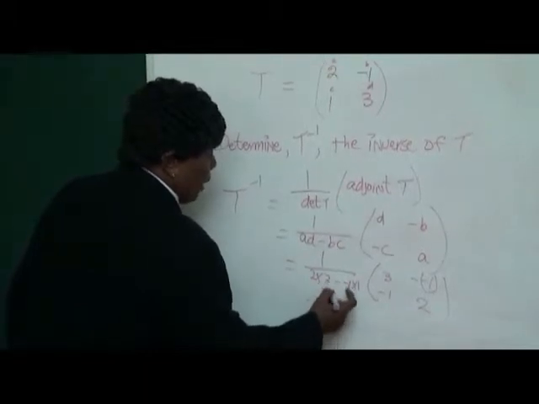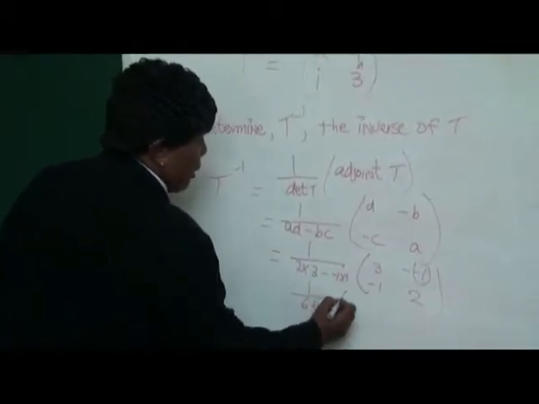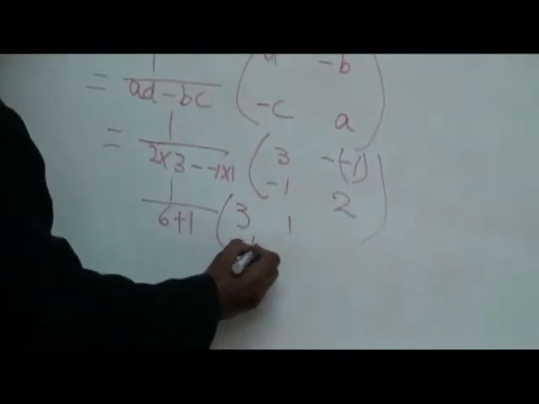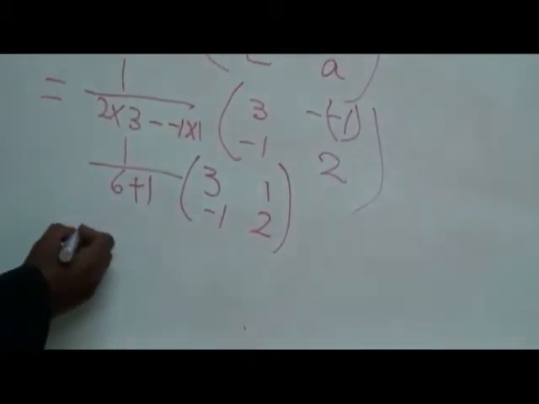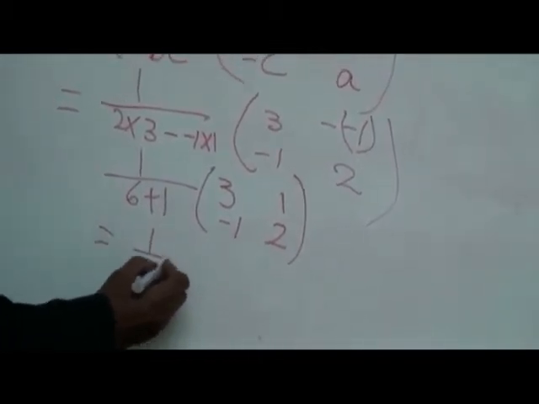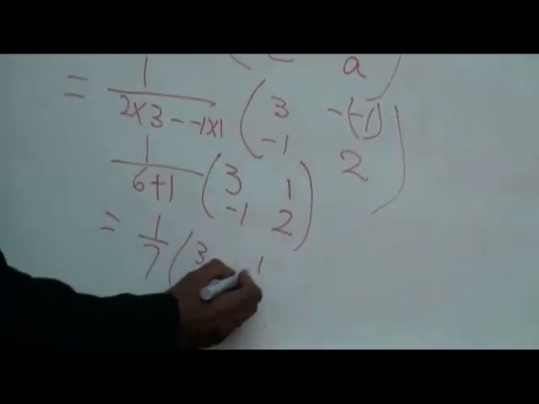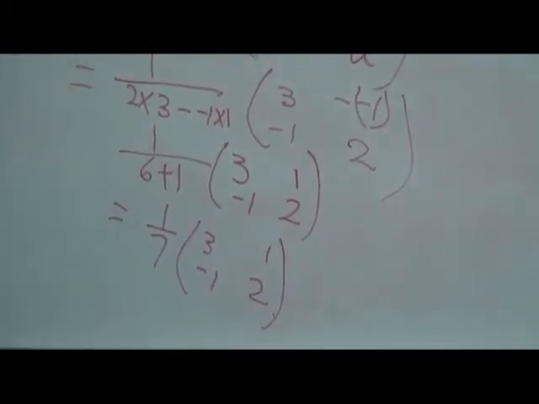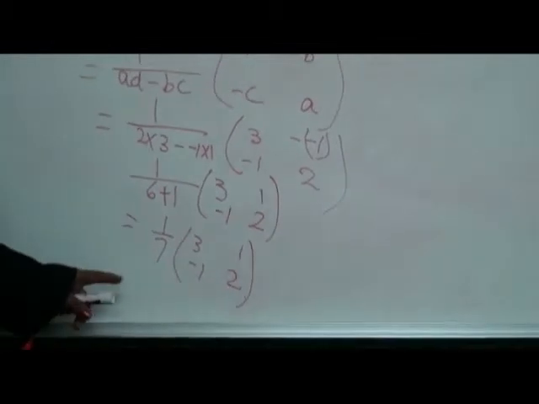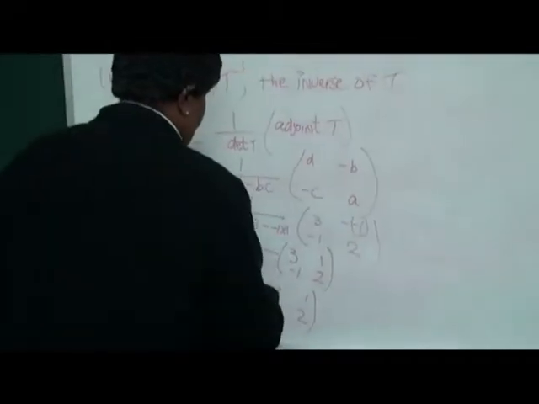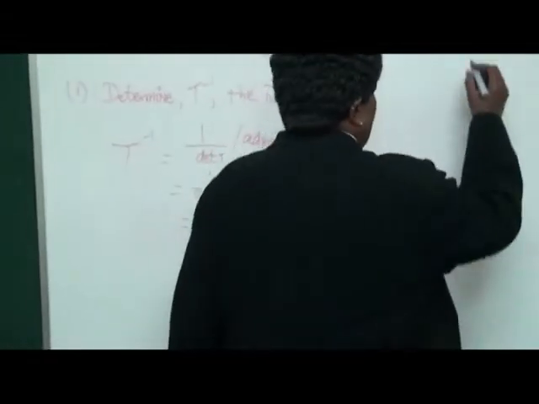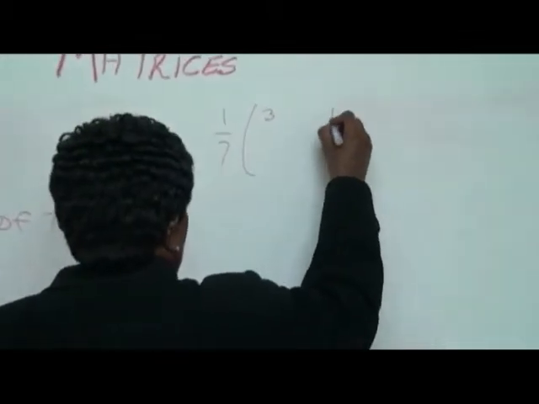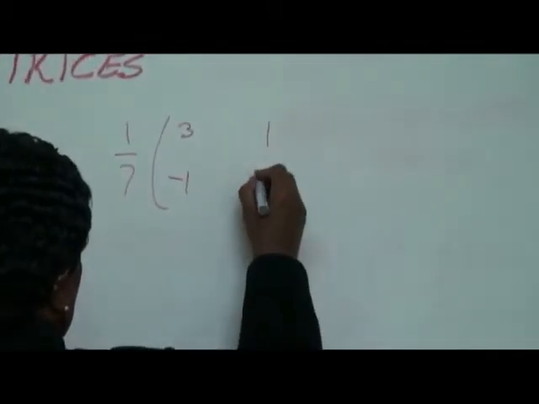So it's now plus, and 1 times 1 is just 1, and it is times 3, negative with negative, positive, negative 1 and 2. So it is just equal now to 1 over 7, and it is times 3, 1, negative 1, 2. And no, I don't think they want you to leave it as that. So we have to know that the scalar, which is 1 over 7, must be multiplied by everything inside. So when we have 1 over 7, and it is times 3, 1, negative 1, 2.